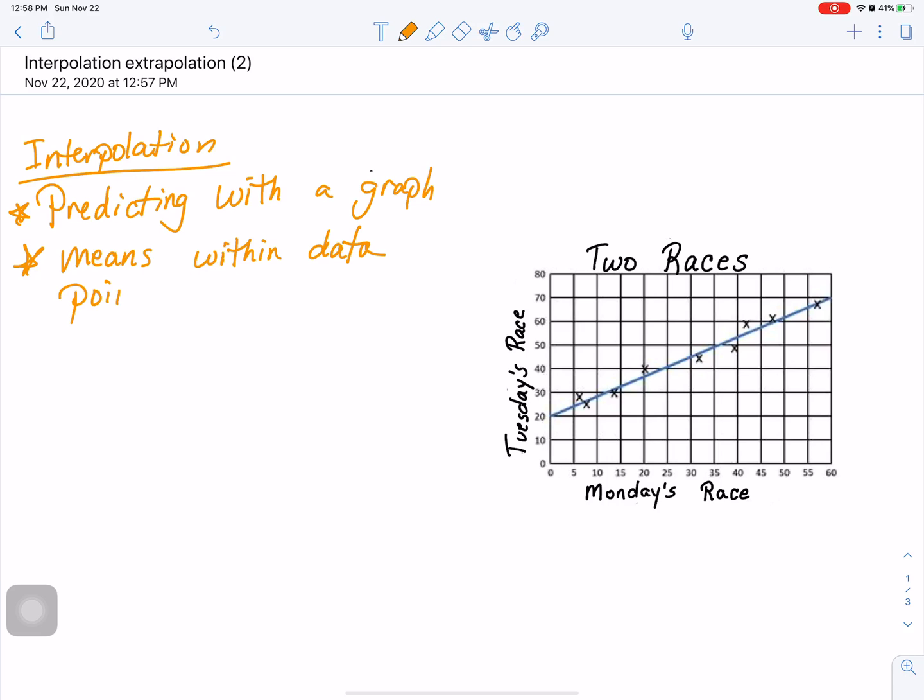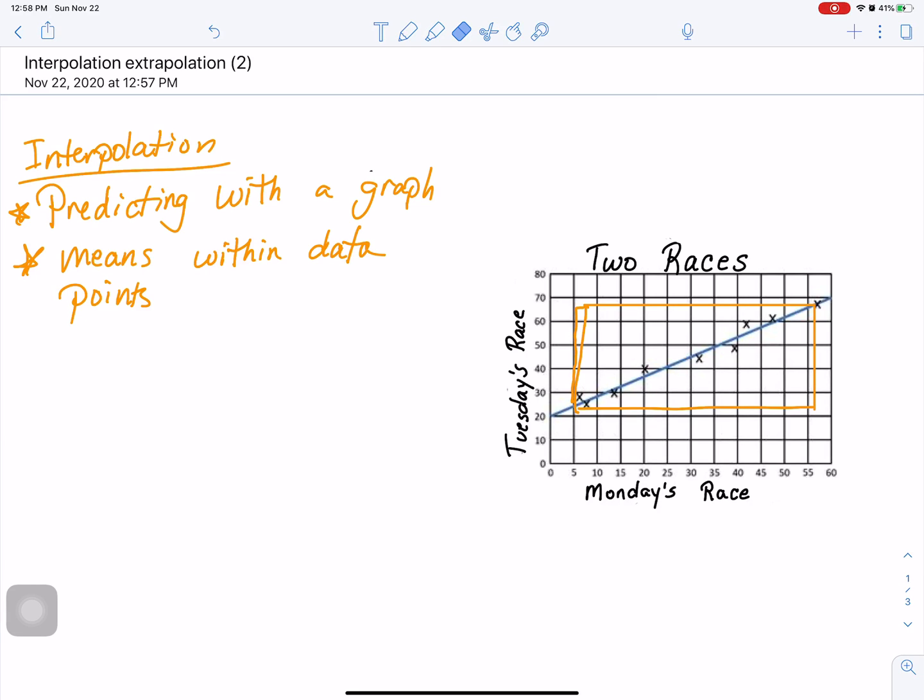So if I look at my graph, I'm going to look for my highest data point, my lowest data point, and kind of boxing these in. So anything in this range would be within my data points. This top line probably should have been over just a little bit more.